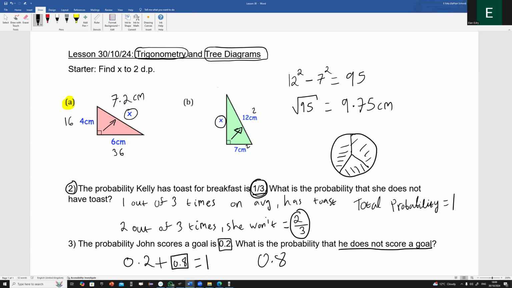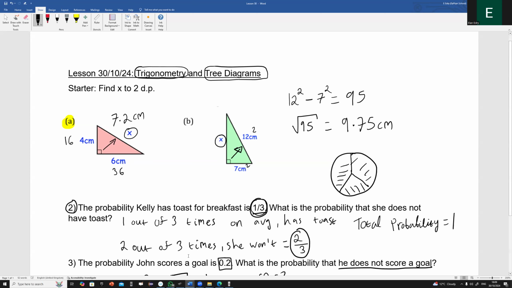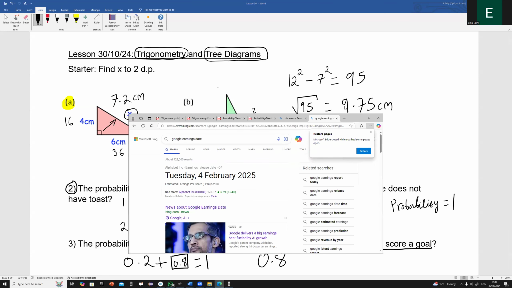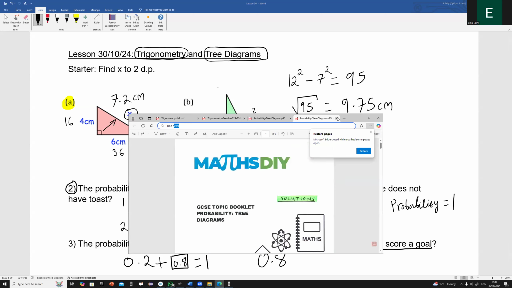Right. So are we okay now with the starter questions? So I was throwing us into it straight away, I know, but are we okay with those? Okay, fab. So what we'll look at now, we'll look at trigonometry. So you may have seen it before. It's always worth quite a few marks. So I thought we'd give it a go. But worst case scenario, even if we just do the tree diagrams, it's still useful.